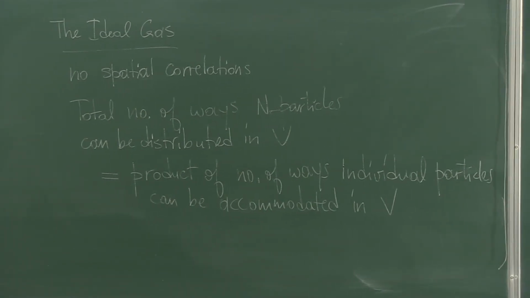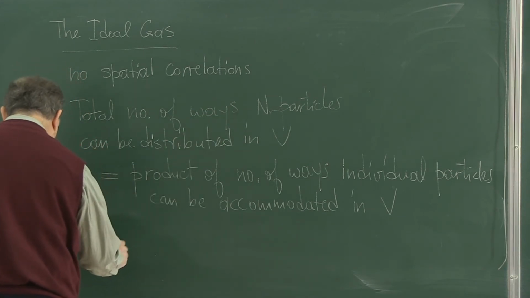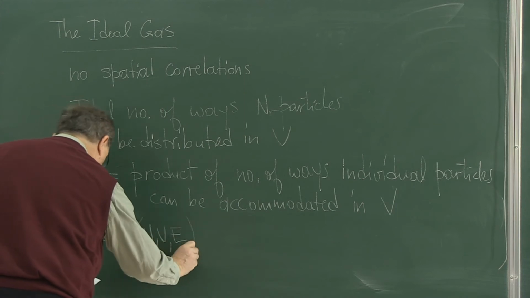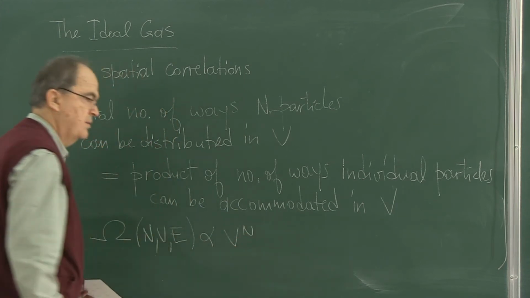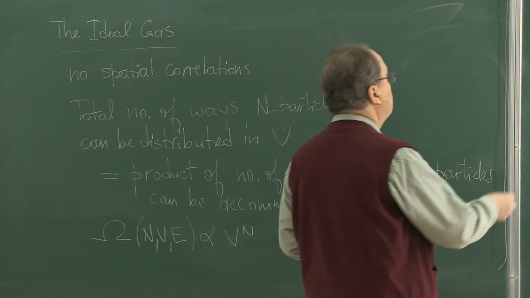Well, this number of ways one particle can be accommodated in volume V is proportional to V, isn't it? Bigger the volume, bigger the number of ways. So this is nothing but multiplication of all the volumes. So this number then is proportional to V to the n. We have n particles, each one having V. V times V times V up to n is V to the n, isn't it?